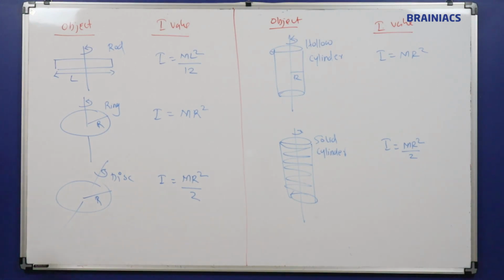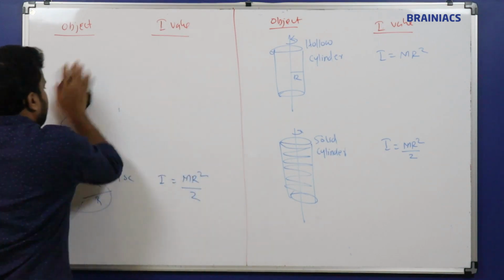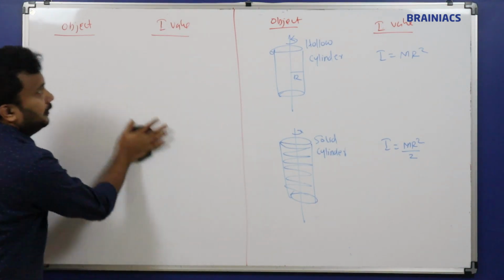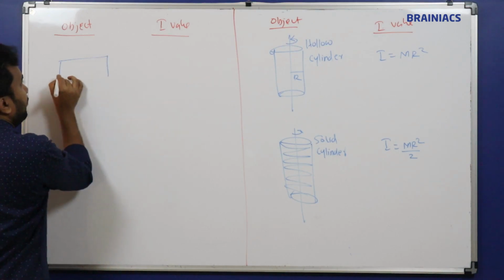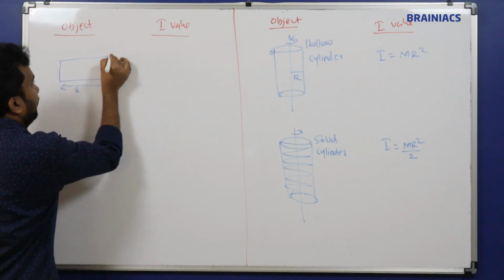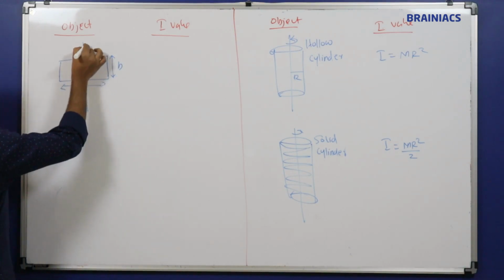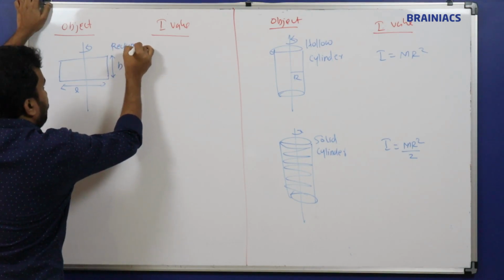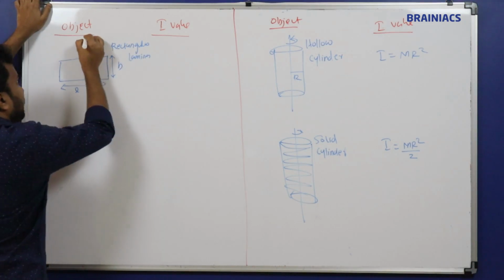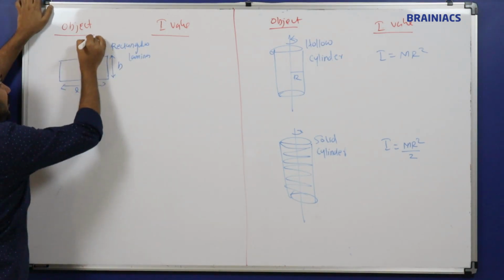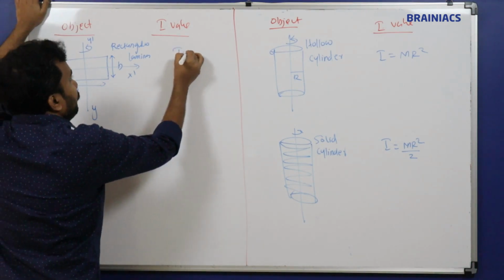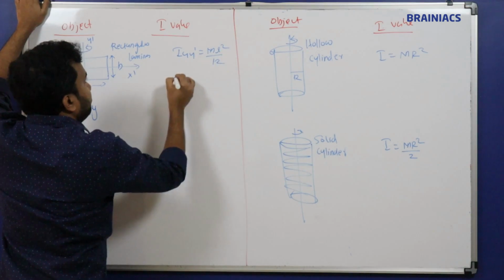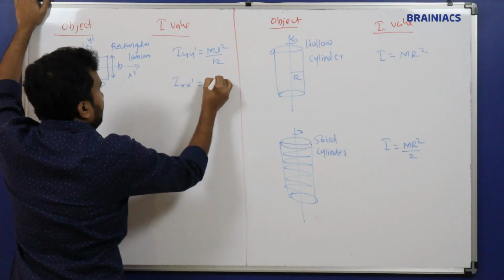Next one, we have to clear the board and go. So, next one is the rectangular lamina. Rectangular shape, with length L and breadth B. We can find the moment of inertia in two ways. This I am giving as the y-y dash axis, and similarly we can find it for the x-x dash axis. The formula: I about the y-y dash axis is equal to ml square by 12. I about the x-x dash axis is mb square by 12.